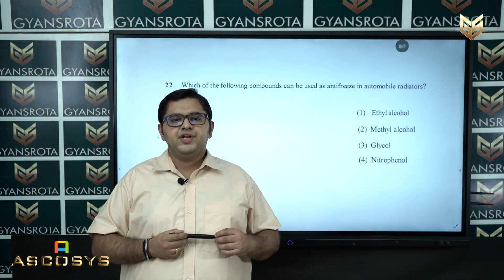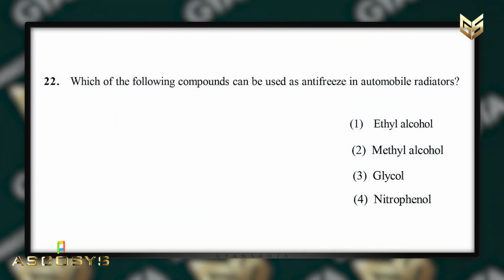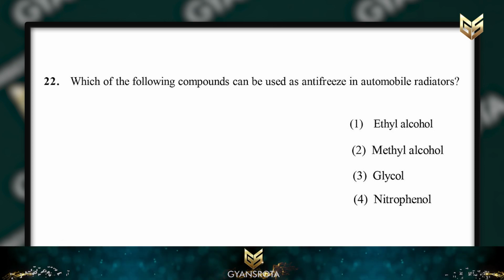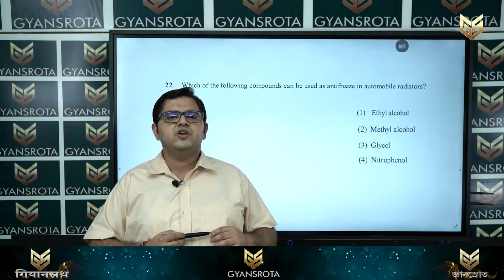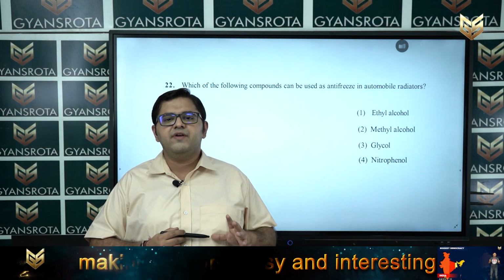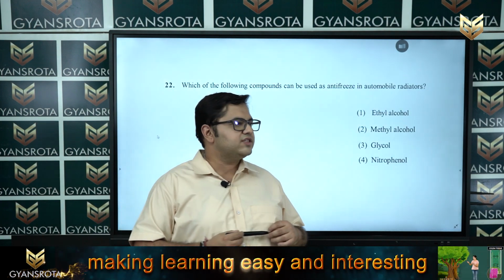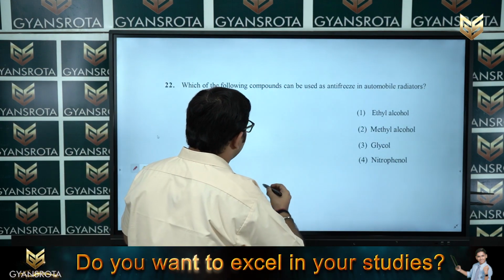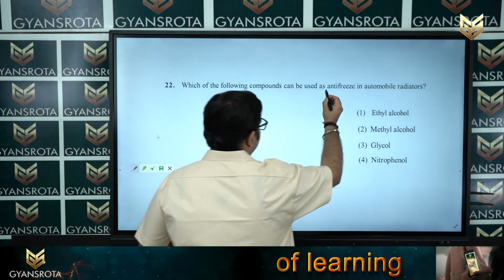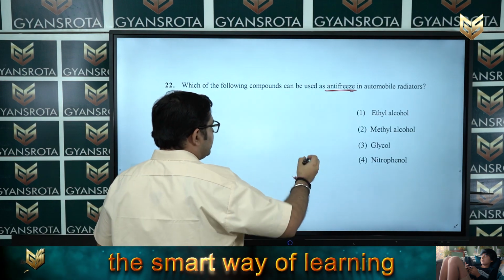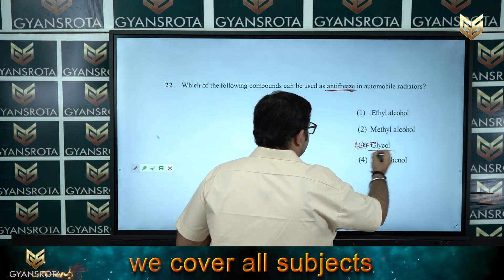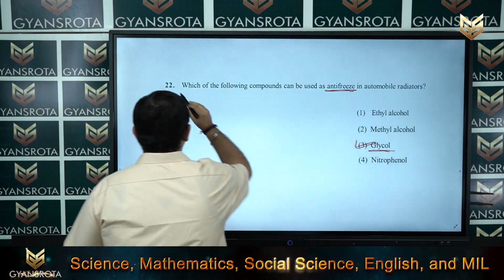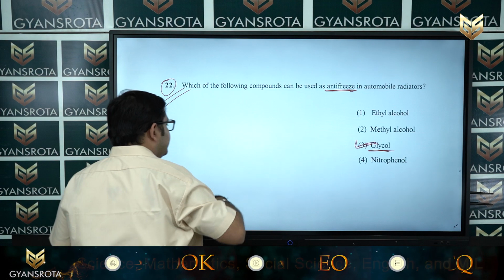So, question number 22 is on your screen. Which of the following compounds can be used as an antifreeze in automobile radiators? This question comes from the solution chapter of your class 12 NCERT. Now we are moving to the solution part, and the solution is very easy for this type of question, because it is a direct question from your NCERT, which is used for antifreeze. Now, among the four, glycol is used as an antifreeze in automobile radiators. So, option number 3 is the correct answer of your question number 22.